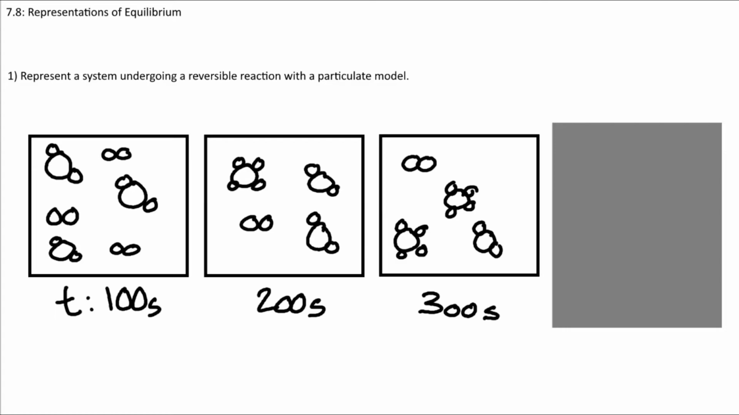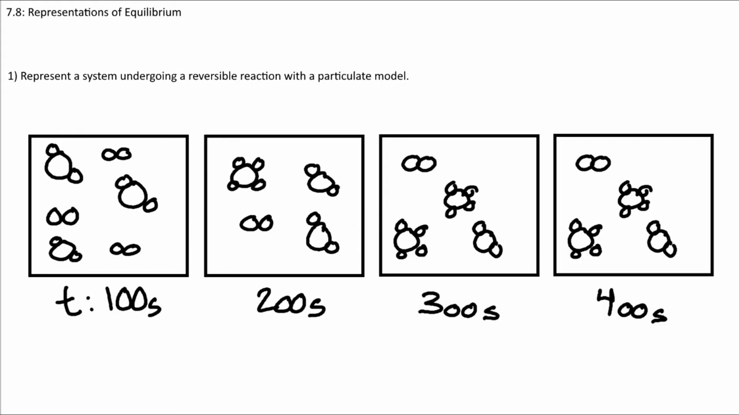So now that we can see this reaction, let me ask you a question. If I gave you a blank square and asked you to draw a picture of the system at equilibrium somewhere after 300 seconds, but before 400 seconds, which is the next picture if we're going up by 100 seconds, what would your picture look like? Think about it, maybe even draw it out. Here is what it should look like.